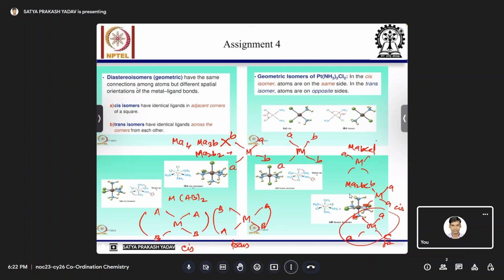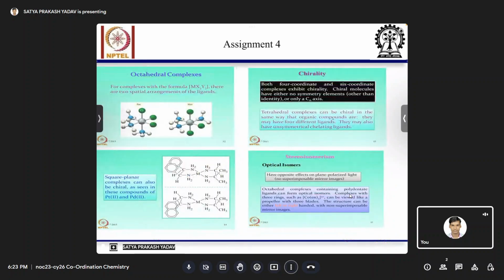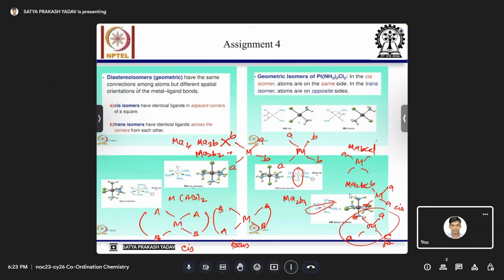So suppose this is MA2B4. Where A is in the trans condition, and the other is in the trans condition, and here is the cis condition. So this is the cis, adjacent to each other. Two cis and two trans can be possible.